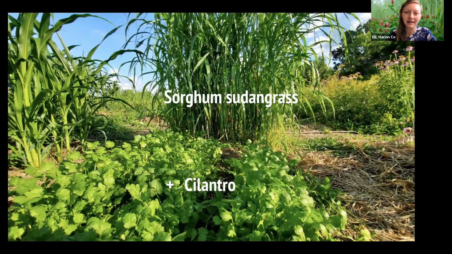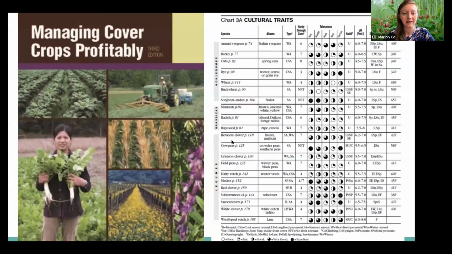Sorghum Sudan grass is a summer cover crop that is really great for breaking up compaction in our soils and giving us an ability between crops, let's say between early spring and late fall crops, to integrate a cover crop. And this grower actually used sorghum as a small strip in his growing bed in order to shade cilantro so that it would bolt less quickly.